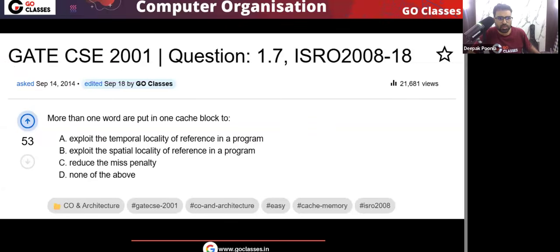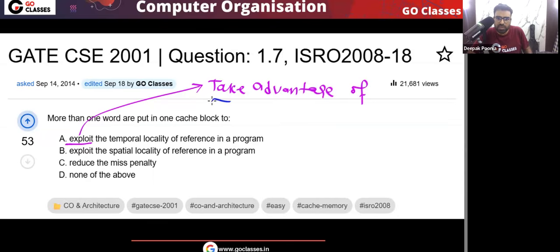Let's solve the GATE CSE 2001 question. More than one word is put in a cache block to exploit the temporal locality, exploit the spatial locality, reduce the miss penalty, none of the above. What is the meaning of exploit? Let me tell you, exploit means take advantage of. When you exploit someone, it means you are taking advantage of them. So this word exploit simply means take advantage of. Okay, now let's solve this question.